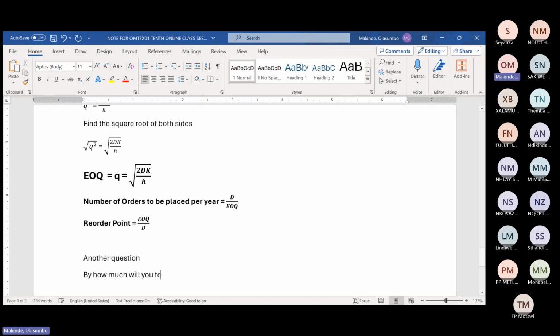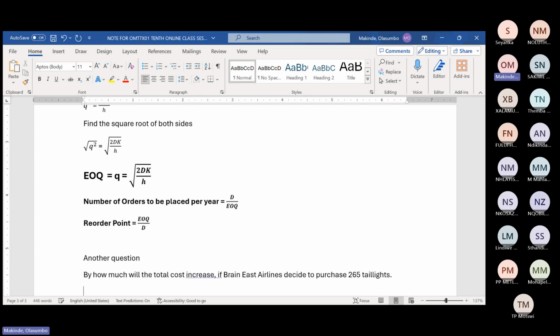By how much will your total cost increase if Brain East Airlines decide to purchase, you remember the EOQ was 250, to purchase 265 tail lights. So you see, they are trying to deviate a bit from the EOQ.